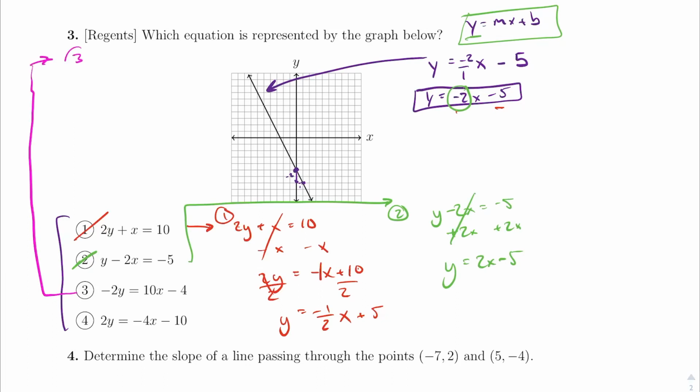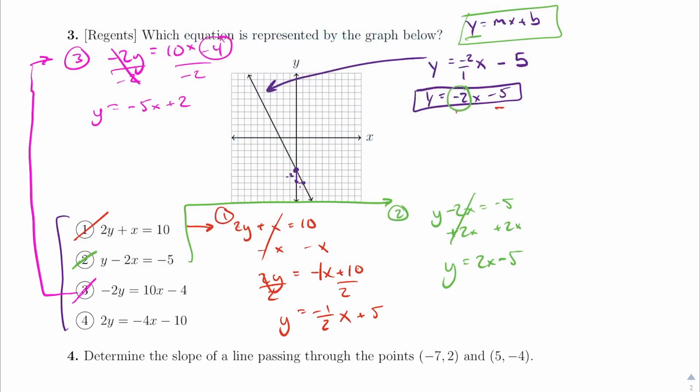So number 3, we'll test here. This is negative 2y equals 10x minus 4. We divide by negative 2 on both sides. That gives us y equals 10 divided by negative 2 is negative 5x. Negative 4 divided by negative 2 is positive 2. And that also doesn't match. It's got the numbers in the wrong spot and some sign issues.